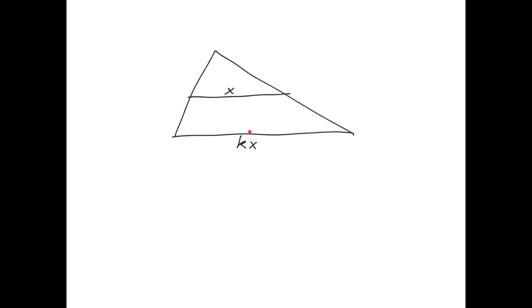If it was k squared times x, then it would be quadratic scaling, because we scale by a factor of the square of the coefficient of scaling. And here we only scale by a factor of the first power of the coefficient of scaling, which is k. So this here is linear scaling.